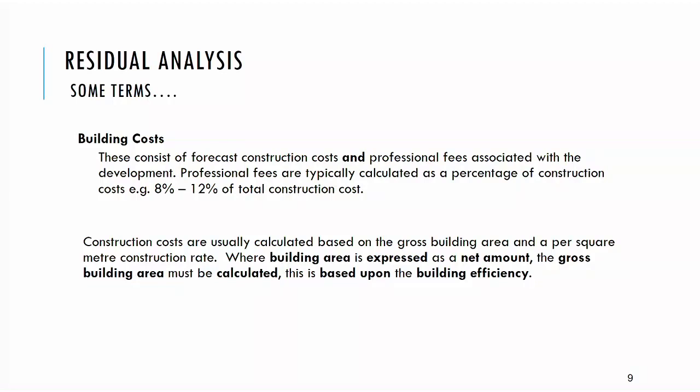Right. Construction costs are usually calculated based on the gross building area. You will get net floor area or net lettable area, then you have to calculate it into the gross floor area and a per square meter construction rate. While building area is expressed as a net amount, the gross building area must be calculated, and this is based upon building efficiency. You get 75%, 80% or 85% building efficiency. You'll understand these things easily when you do a calculation. Right.